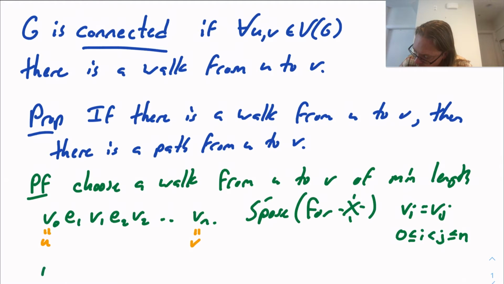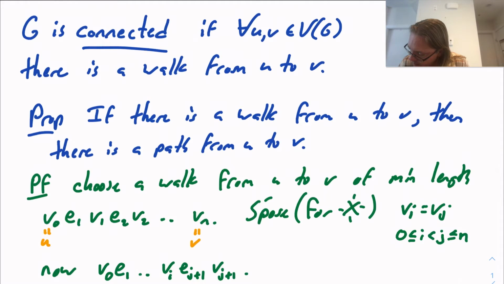So now, if I just walk up to v sub i, but v sub i equals v sub j, right? So I can now just keep walking as though I were at v sub j. So I'm going to walk next along e sub j plus 1 to v sub j plus 1 on up to v sub n. And now what I've produced is a shorter walk from u to v.